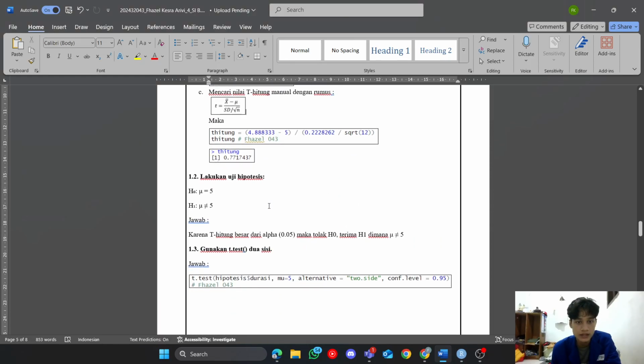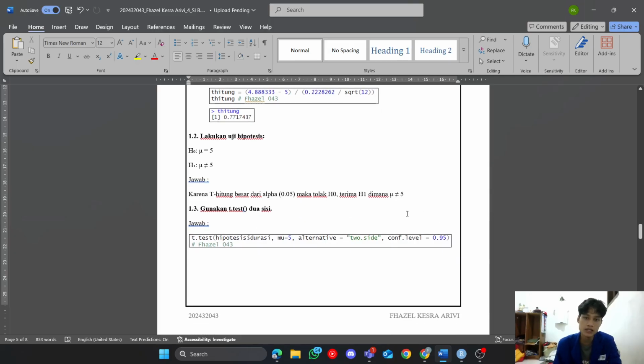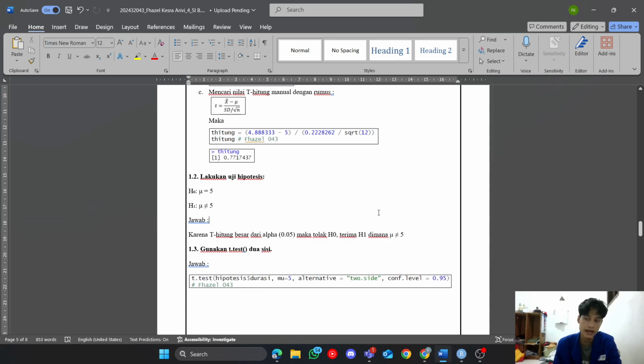And we will do the hypothesis test. Because the p value is greater than the alpha 0.05, we will reject H null and claim H1 where mu is not equal to 5. So it is two-sided, it may be greater and less than.